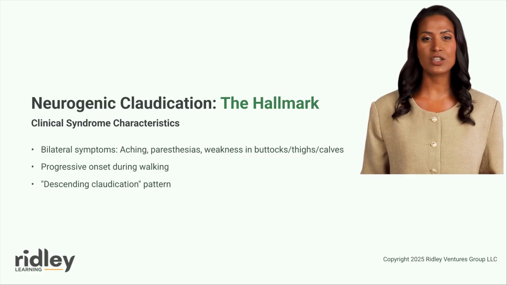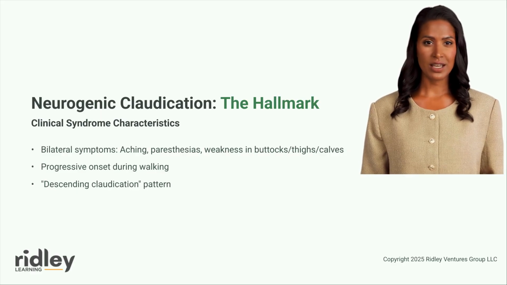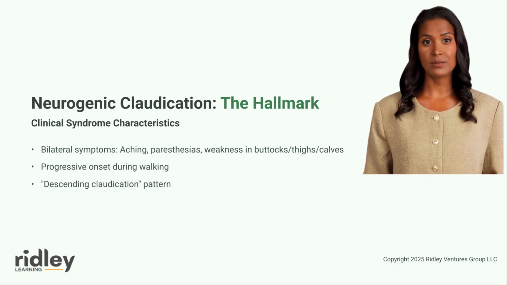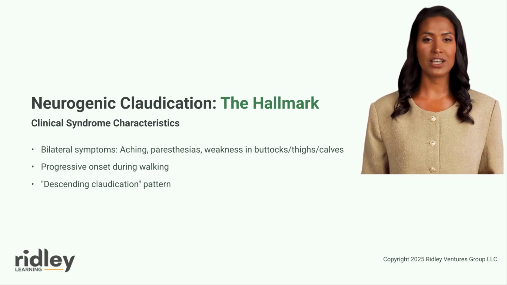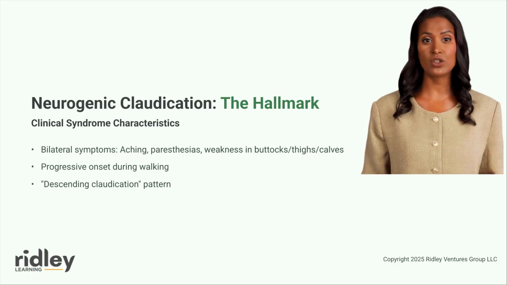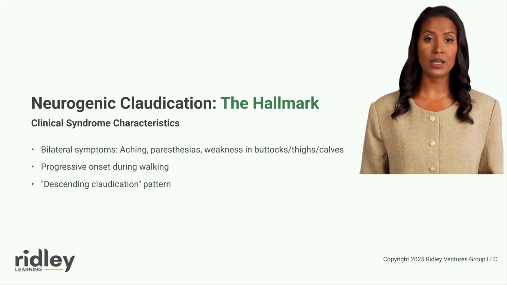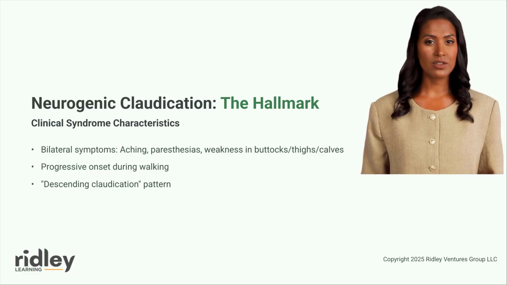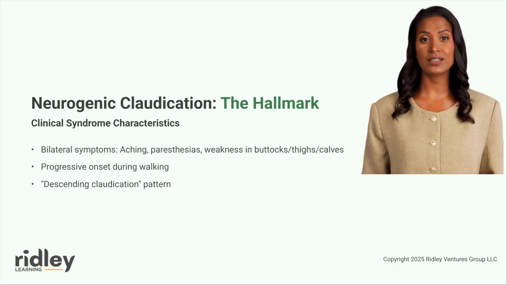Understanding the distinctive features of neurogenic claudication enables reliable differentiation from vascular and other causes of exertional lower extremity symptoms. Patients with neurogenic claudication characteristically describe bilateral lower extremity symptoms that develop progressively during walking or prolonged standing. The symptom complex typically includes aching pain in the buttocks, thighs, and calves. Paresthesia is described as numbness, tingling, or pins and needles, and subjective weakness or heaviness in the legs.